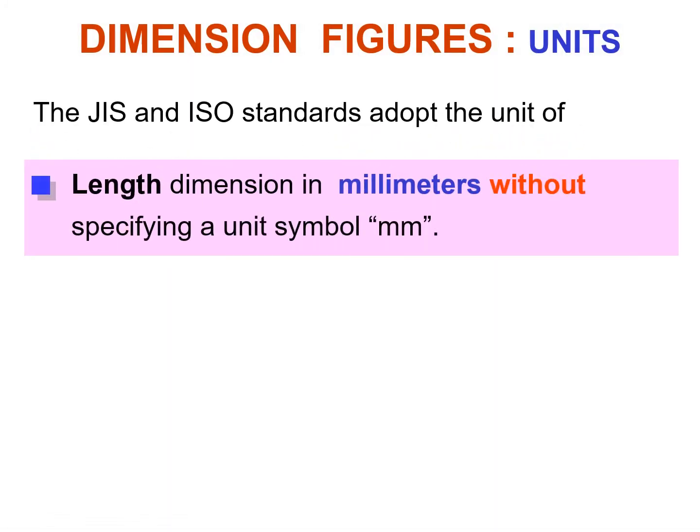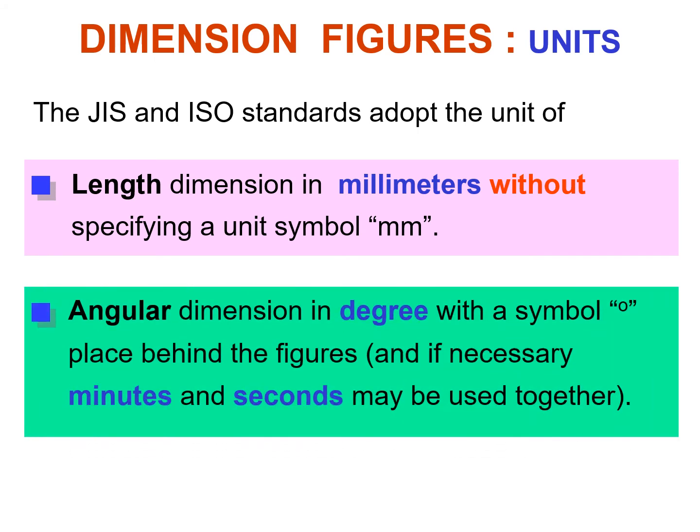So the dimension figures, according to Japanese Industrial Standard and ISO standards, adopt the unit of length dimensions in millimeters without specifying the unit mm. We have already discussed that we do not specify the units on the drawings. Angular dimensions are in degrees with a degree symbol placed behind the figures, and if necessary, minutes and seconds may be used.